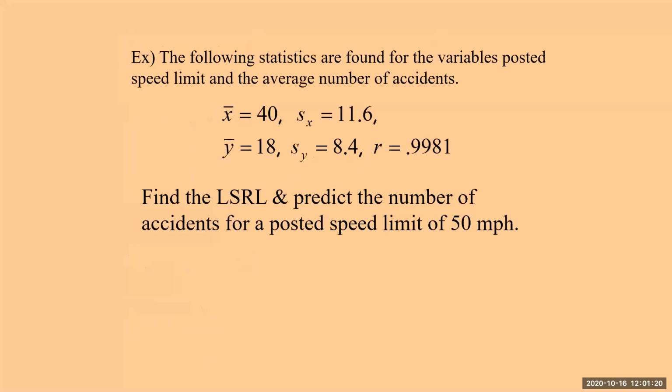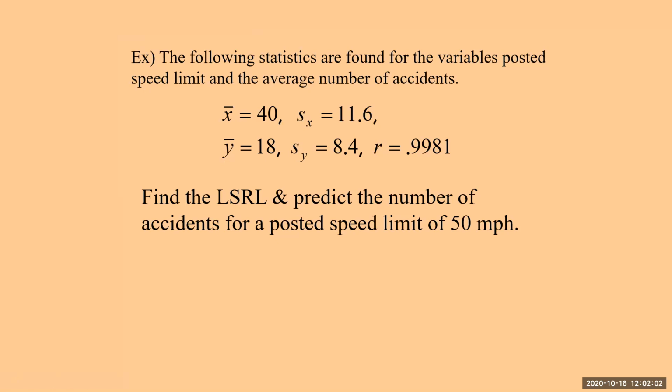So let's look at this first problem. It says the following statistics are found for the variables posted speed limit and the average number of accidents. So we have here some summary statistics. X bar, the average of X's, equals 40. Y bar, the average of Y's, equals 18. SX, your standard deviation of X's, is 11.6. And SY, your standard deviation of Y's, is 8.4. And your R, the correlation coefficient, equals 0.9981. So utilizing these, we need to find the least squares regression line and predict the number of accidents for a posted speed limit of 50.